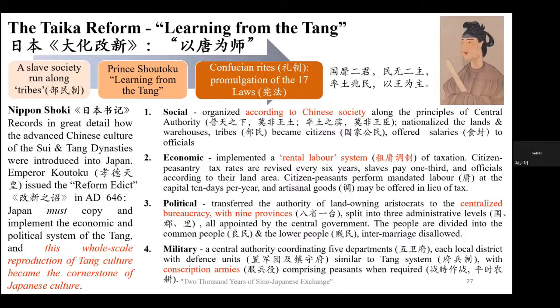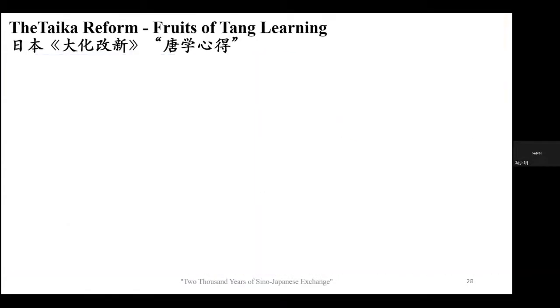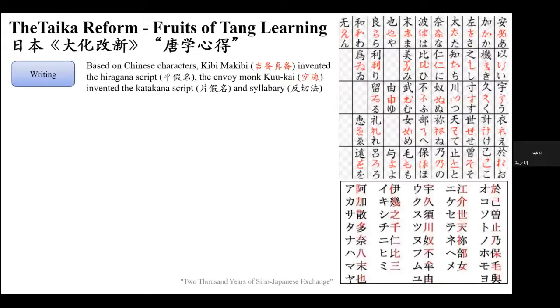And this is all very similar to the Tang system with conscription armies, whereby if there is peace, the peasants will continue to till their land. But if there is war, the nation now has the power to have all these peasants transform into military soldiers. So these Taika reforms resulted in a lot of improvements to Japan's culture, right?